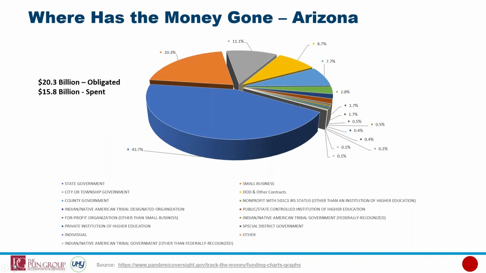Of that, you can see 43.7% went to state government, 20.3% went to small business, 11.1% went to cities and towns, 8.7% went to DoD and other contracts for security, and 7.7% went to county, 2.8% went to not-for-profits, and then it gets much smaller after that with for-profit organizations and tribes.